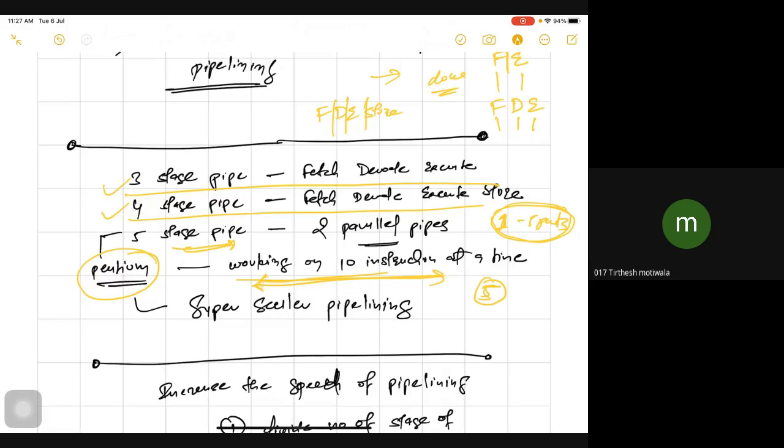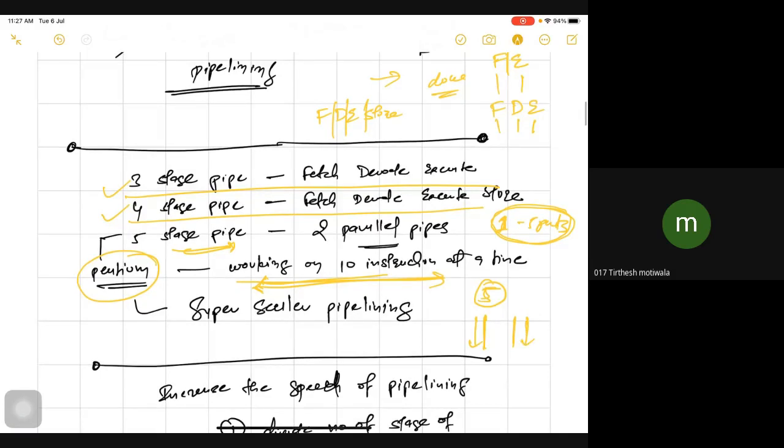How? They have made two pipes. In one pipe, instructions are stored at the same time. Another pipe is also available which stores the instruction executed. In today's modern world, we call it a core, the number of cores. So one core can execute, and at the same time another core can also work, and that's how you can increase the speed of your processor. This is called superscalar pipeline. Get it?